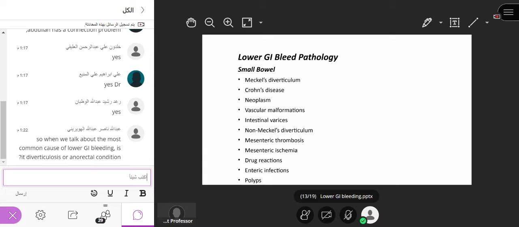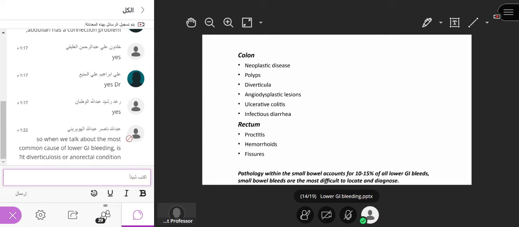So as I told you, small bowel starts from the jejunum, and it is part of the lower GI bleeding. Other causes include diverticulum, mesenteric thrombosis, mesenteric ischemia, drug reactions, enteric infections like amoebiasis and Shigella dysentery, and polyps may bleed, but as a whole, rare.